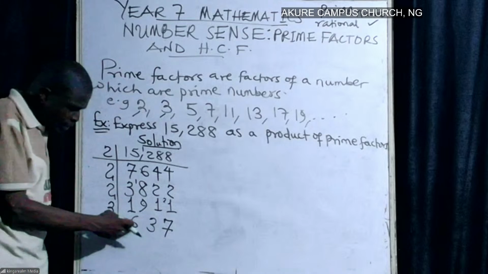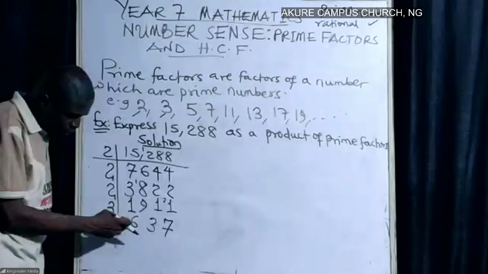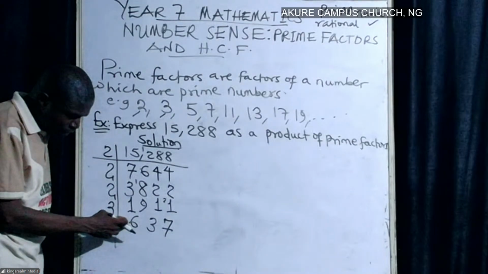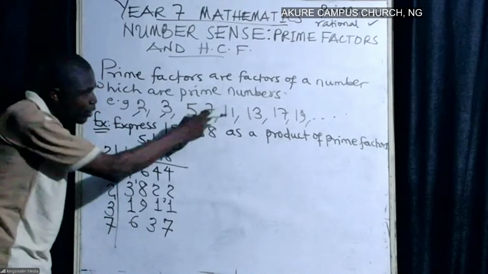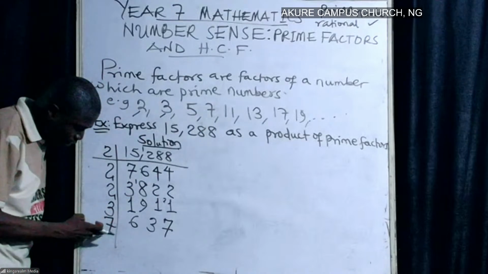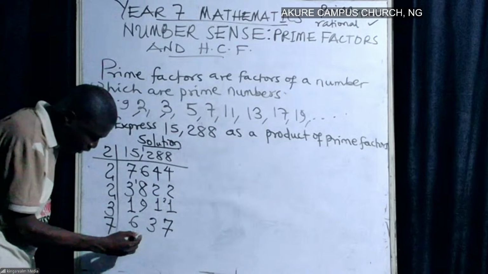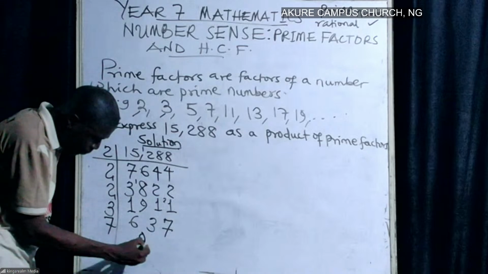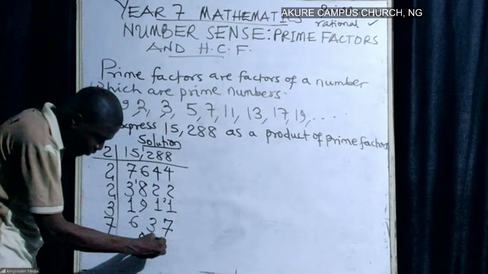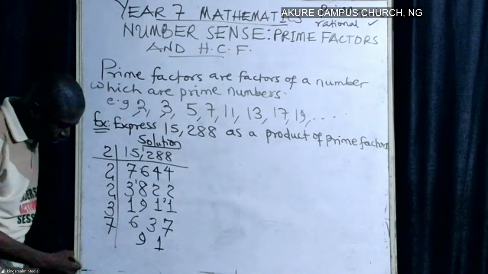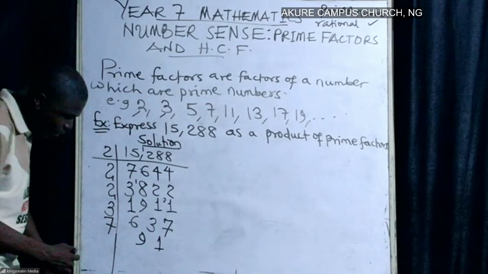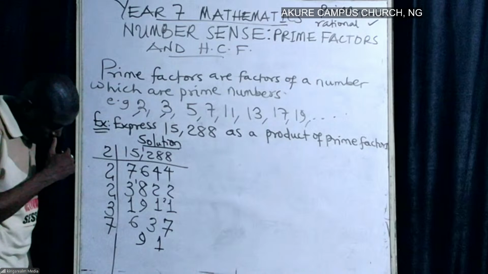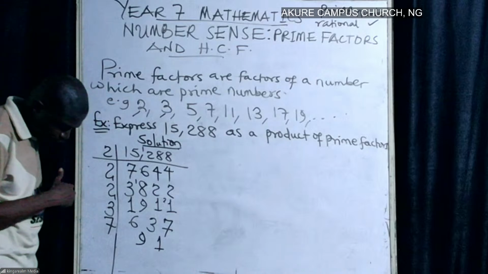Can 3 go? Okay, let's use 7. 7 can go. So 7 is also a prime number and a prime factor here. 7 9's are 63, that will give us 9. 7 1's are 7, that will give us 1. That is 91. Then what number can go in 91 again? Can 7 still go? Yes, sir.